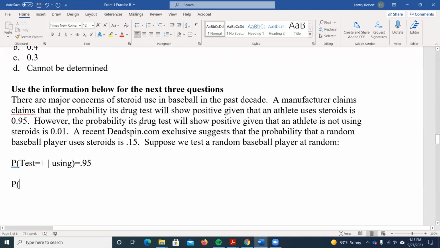We're also told that the drug test shows a positive test result, given that the athlete is not using, that probability is 0.01. So given that they're not using, the probability that the test comes back positive is 0.01. And then finally, we're told the probability that a random player is using steroids, so the probability that someone is using steroids without any other information is 0.15. That's coming from this line right here. So I've just identified the 3 pieces of information that this problem gave.